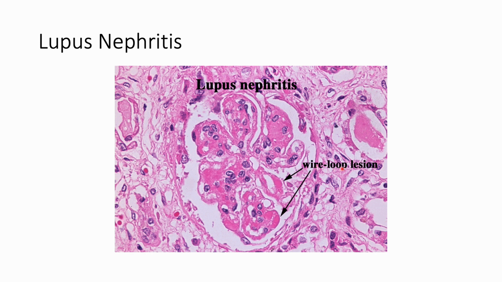Now this is what we call wire loop lesions, meaning this is what the capillary loop should look like, and this is what it looks like. Because of the immune complexes, because of all these very heavy deposits, they become like wire loops. Here, here, here also. Here, note the mesangial expansion, note the proliferation. So this is also seen in lupus nephritis, it's characteristic.